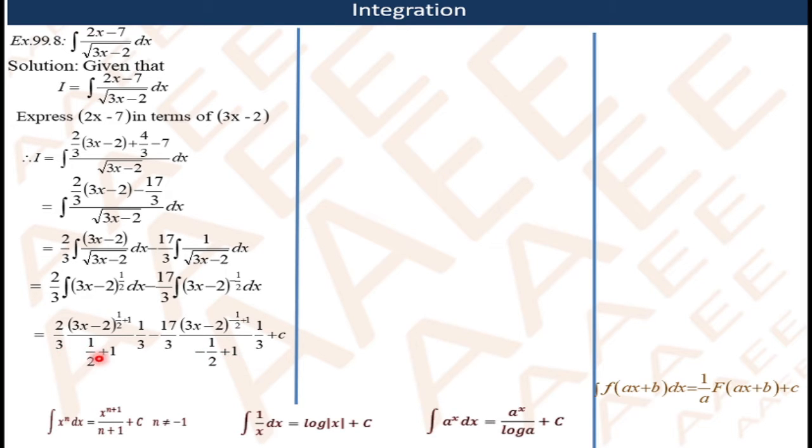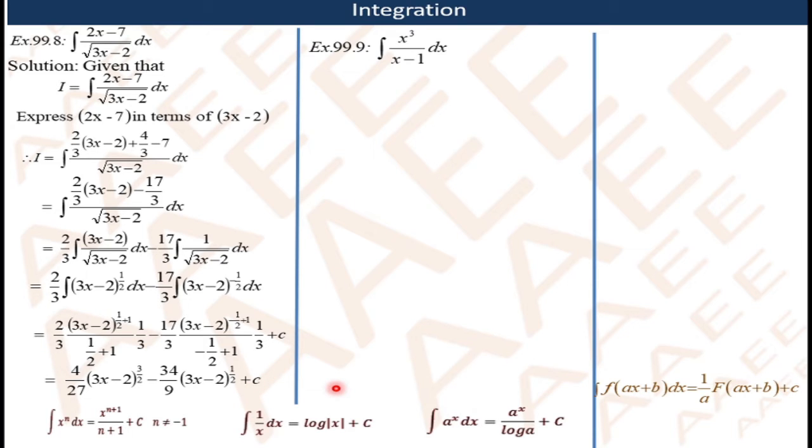In this 3 by 2, the denominator will go to the numerator, this will be a 3, and 3 into 3 is 9, and this 3 will be 27. And in this one, 1 by 2, the denominator will go to the numerator, that will be 3 into 3 is 9, and this one is the final answer, that will be 4 by 27. This 3 by 2, this 2 will go to the numerator as I explained. So 3x minus 2 raised to 3 by 2 minus 34 by 9, 3x minus 2 raised to 1 by 2 plus c.